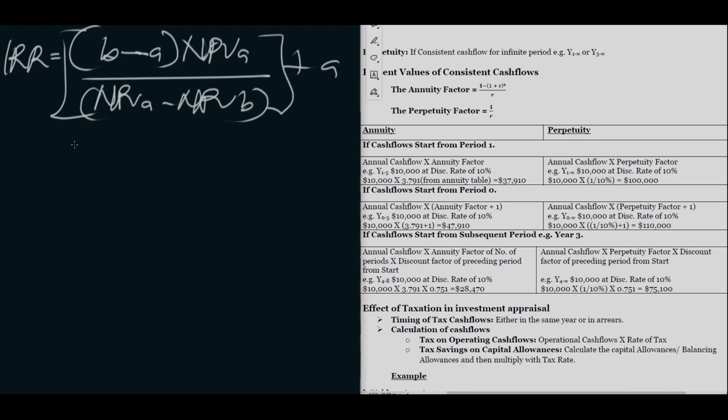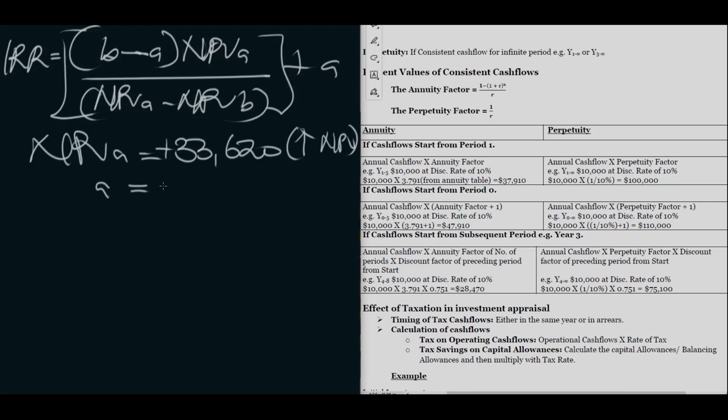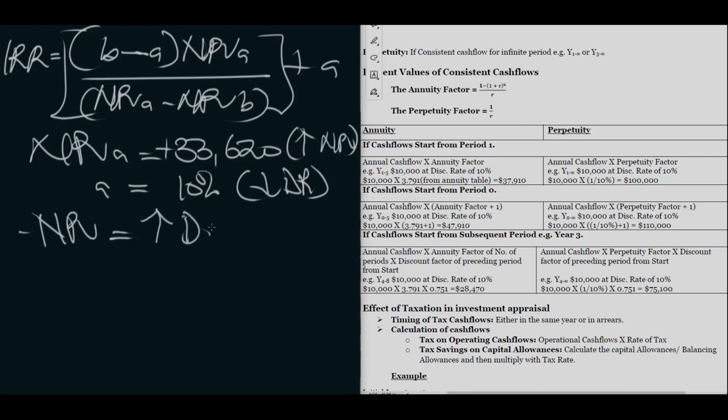So per this question, what do we have as NPV A? 33,620. It was positive. That proves that this is a higher NPV, meaning the discount rate, which was A, was lower, because it was 10%. This means that the discount rate was lower because there's an inverse relationship. Now, if I want to get a negative NPV, that means I have to increase the discount rate.